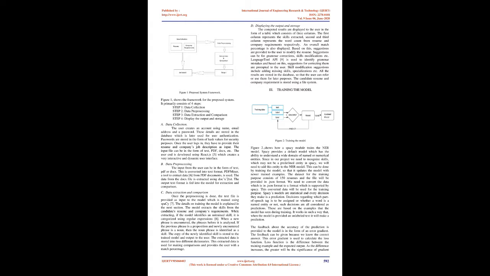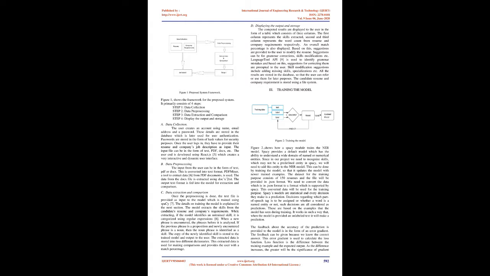D. Displaying the output and storage. The computed results are displayed to the user in the form of a table which consists of 3 columns. The first column represents the skills extracted, and the second and third columns represent the word count from the resume and company requirements respectively. An overall match percentage is also displayed. Based on this, suggestions are provided to the user to modify the resume. Suggestions can be for grammar corrections, skills modifications, etc.